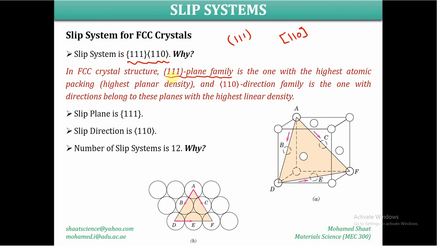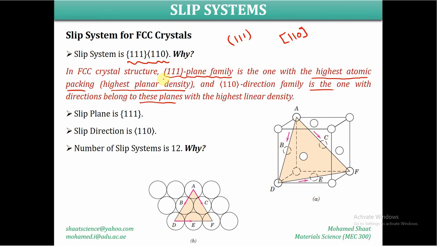Because in the FCC crystal structure, the 111 plane family is the one with the highest and the largest atomic packing. This is the one with the largest planar density. Any plane that belongs to this family has the highest planar density ever for any FCC crystal structure. Also, the 110 direction family is the one with the directions that belong to the 111 family of planes with the highest linear density.